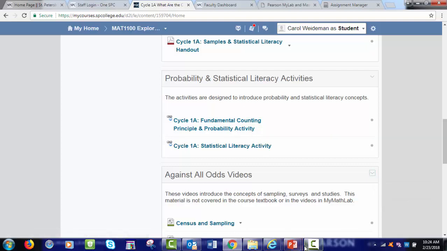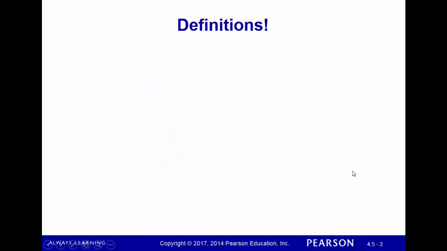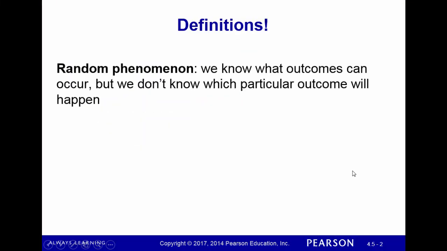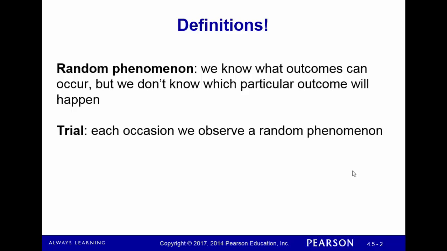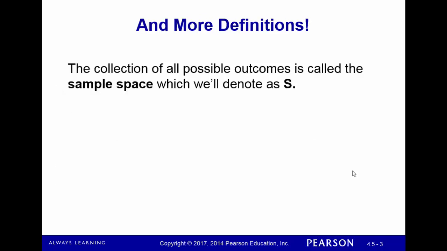So let's go ahead and take a look at some problems, and we'll do some definitions first. A random phenomenon is when we know what outcomes will occur, but we don't know which particular outcome will happen. And a trial is each time we observe a random phenomenon. So think about rolling a die. We know what can happen. We can get a 1 through 6. Each time we roll it is a trial. And each time we roll the die, we write down what we get, and that's called the outcome.